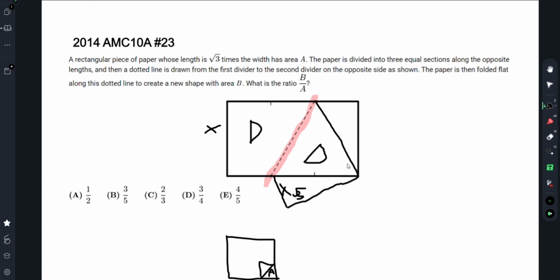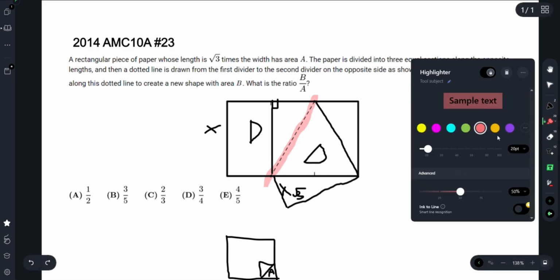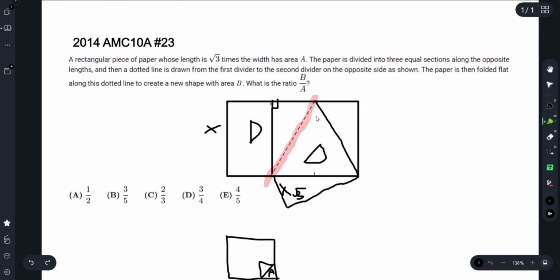So how do we find this area? Well, you can draw these two lines down, and these are 30, 60, 90 triangles, because these two are the same length. Anyway, so the area we are trying to find is this.